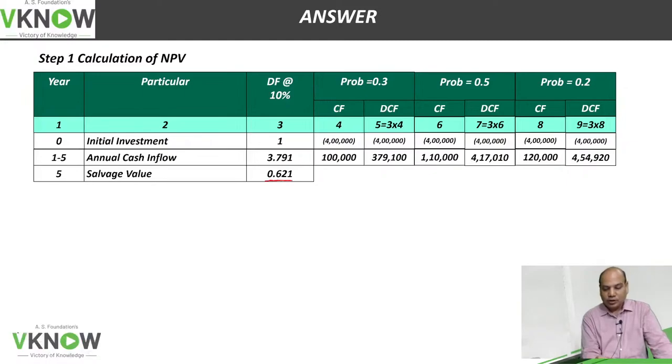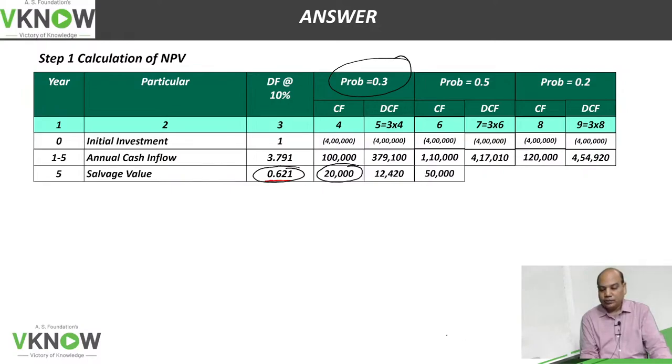Fifth year factor is 0.621. Probability 0.3, cash flow 20,000. In this scenario, salvage value is 20,000. Multiply, please, and give me the answer: 12,420.